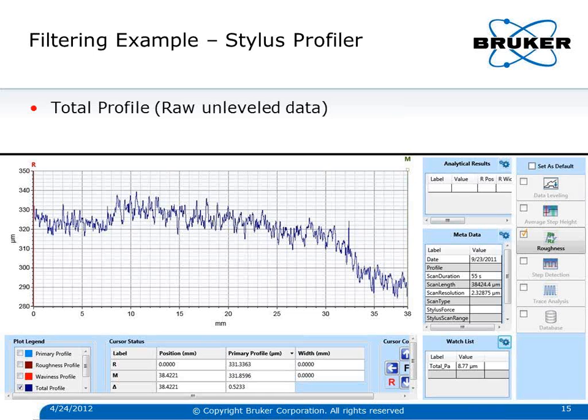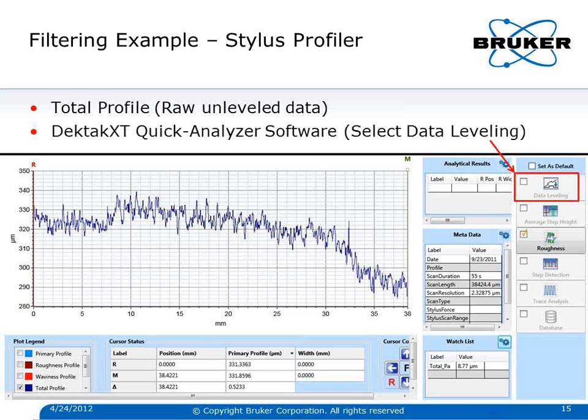So displayed on the screen here is the raw unleveled data, or the total profile. You see there's maybe some slope in the data, and this could be some tilt in the sample. In order to get accurate measurements, the first thing you need to do is remove that tilt, or that out-of-levelness of the surface, in addition to doing filtering. Now the Dektak XT has very easy-to-use software, and it's got big buttons off to the right here, you see, to enable you to do things like roughness measurements or data leveling.